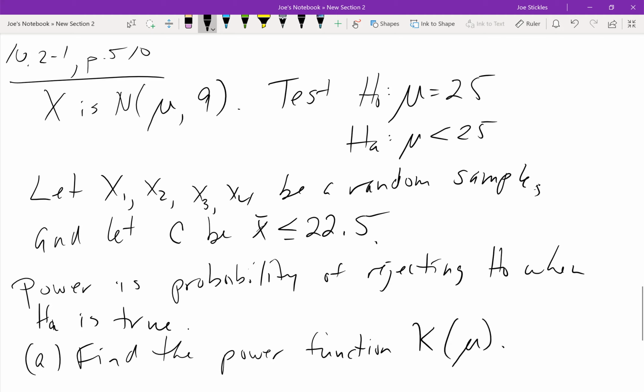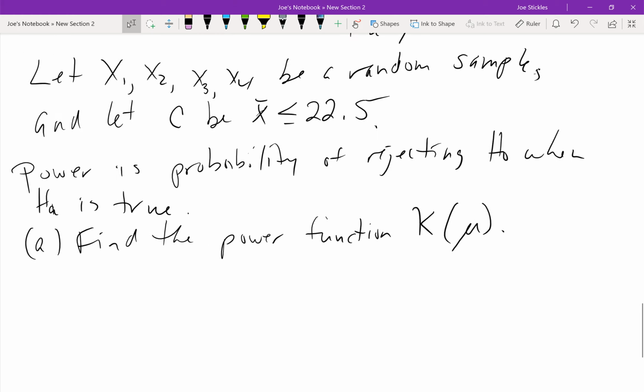Now think about it. The alternative hypothesis here is that the mean is actually less than 25. Well, the lower that mean gets, the better chance you have of rejecting it, right? So the power should go up, because the lower that mean is, the less chance you have of making a type 2 error, not rejecting the way you're supposed to. Right? Do you agree? Okay.